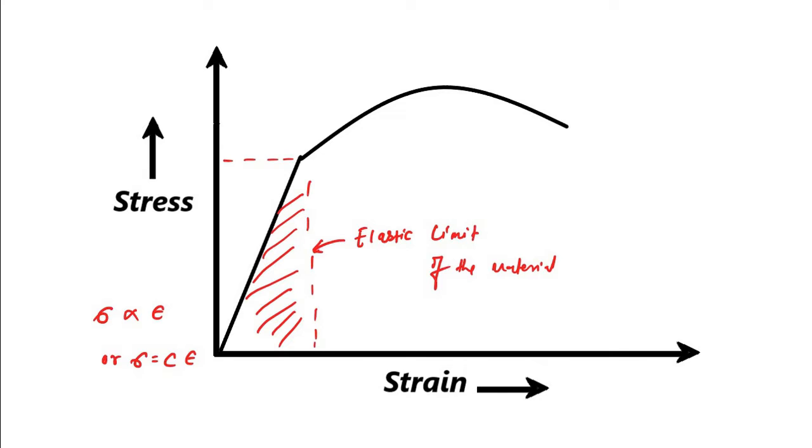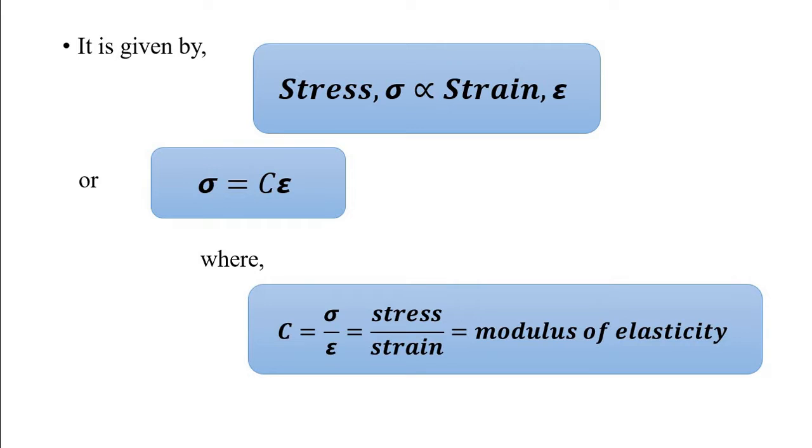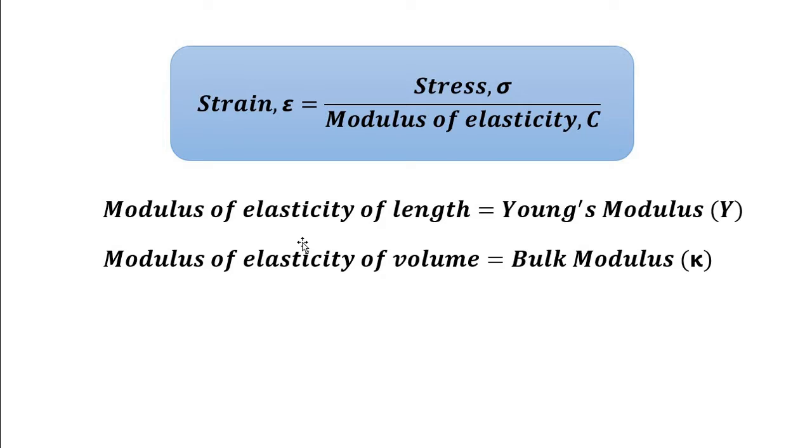Now, as I said, strain can be expressed in two ways, in terms of change in length and change in volume. That's why there are two ways in which this constant modulus of elasticity can be expressed. First, modulus of elasticity of length, which is called Young's modulus, and modulus of elasticity of volume. This is for longitudinal strain, this is for volumetric strain. The elasticity of volume is called the bulk modulus, and it has different values for different materials.